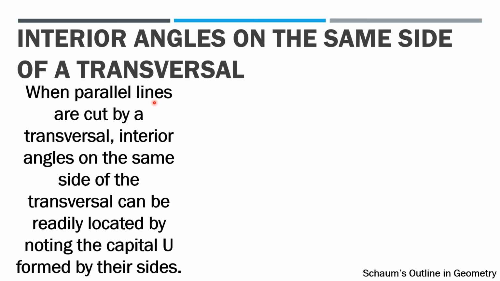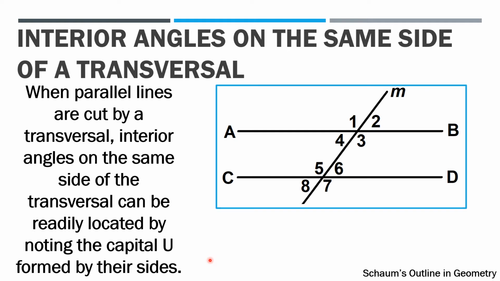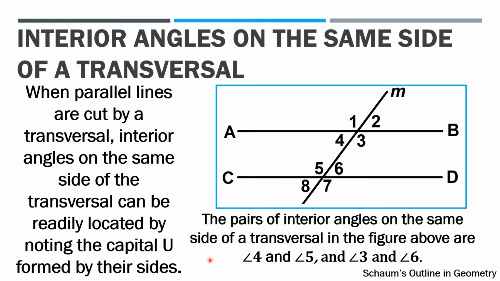When parallel lines are cut by a transversal, interior angles on the same side of the transversal can be readily located by noting the capital U formed by their sides. In the illustration, the pairs of interior angles on the same side of the transversal are angles 4 and 5 and angles 3 and 6.